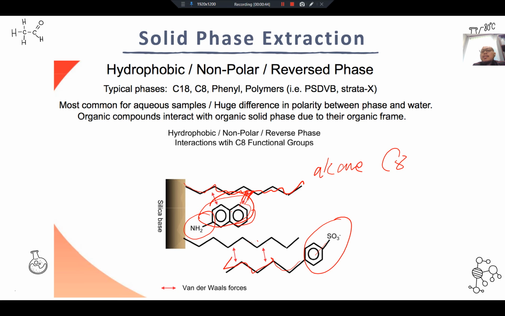Okay, typical phases are C18 or C8. Okay, so this is the specific detail, but I don't think that you need to remember that as well. Okay, unless you are dealing a lot with this, there is no problem, because as long as you understand the concept, it is better already.